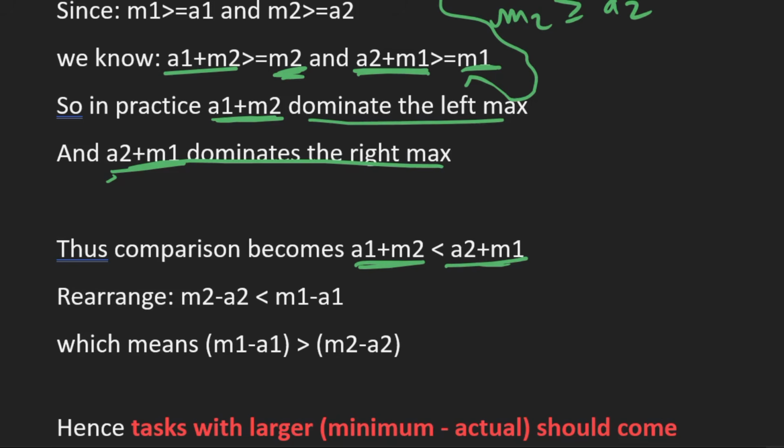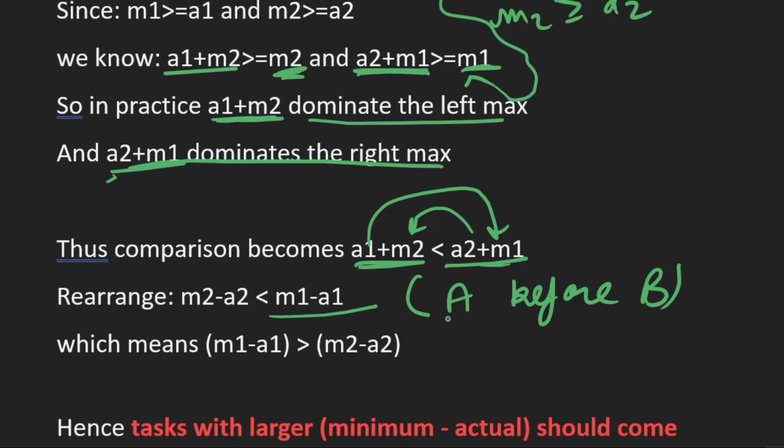And then if we rearrange, m2 minus a2 should be less than m1 minus a1 if you have to execute a before b. If you have to execute a before b, then this condition, that is m2 minus a2 is less than m1 minus a1, should hold. That means m1 minus a1 should be greater than m2 minus a2, right? If you have to execute a before b.